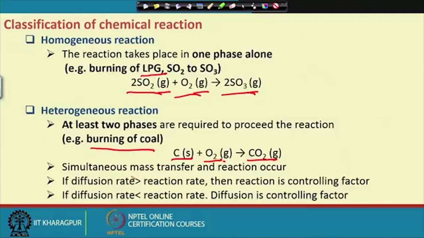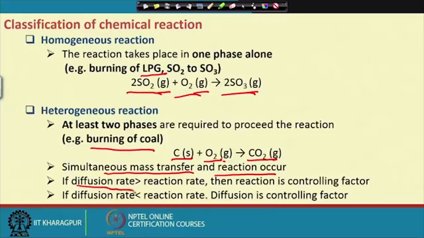So, here mass transfer and reaction occur simultaneously. As I pointed out before, one phase has to come in contact with the other phase, and then the reaction takes place. So, two things simultaneously take place here, and if the rate of diffusion is more than the rate of reaction, then we call it reaction controlling. So, if we want to improve upon the process, then we shall have to improve the rate of reaction. Now, if the rate of diffusion is less as compared to the rate of reaction, then diffusion is the controlling step. So, we shall have to improve the diffusion rate.